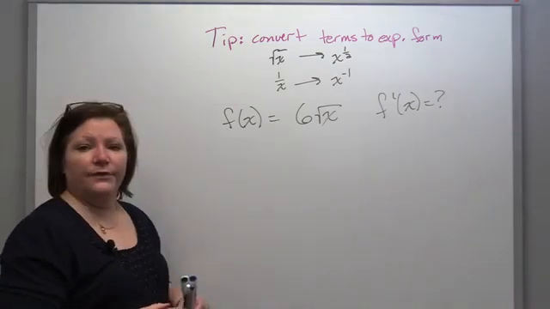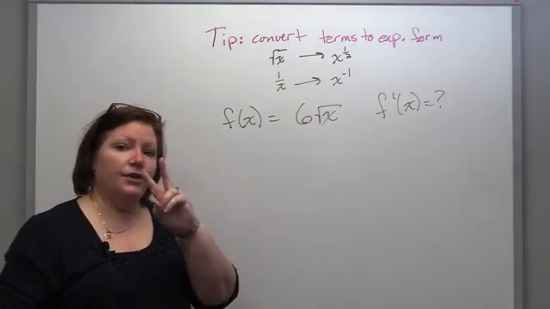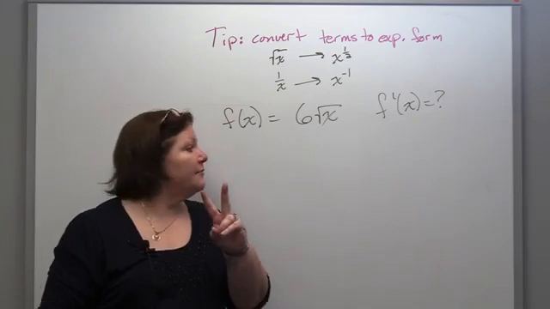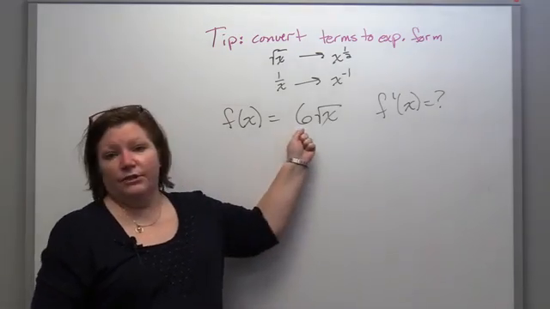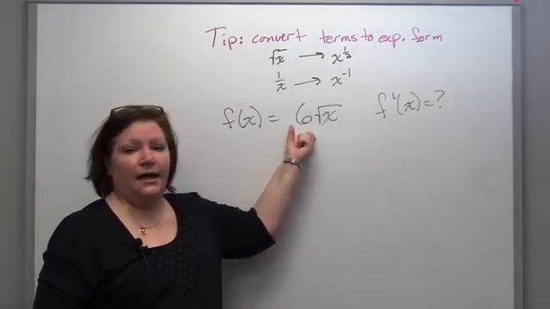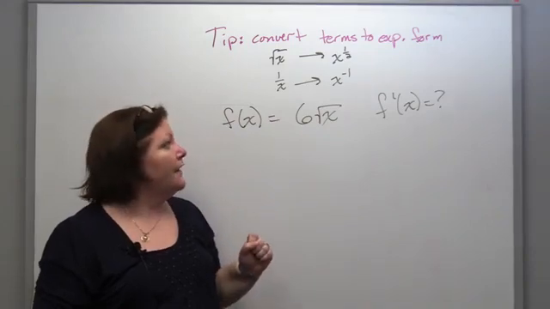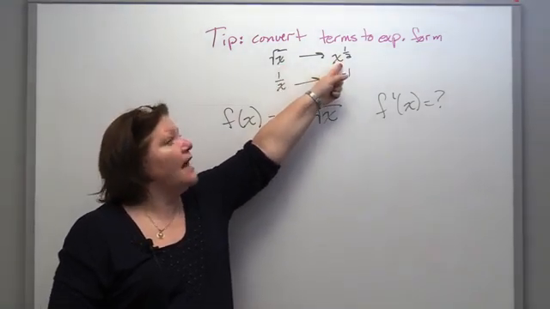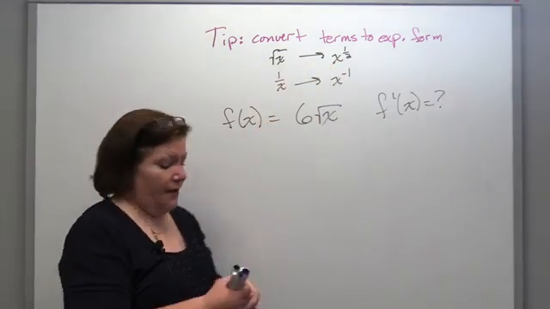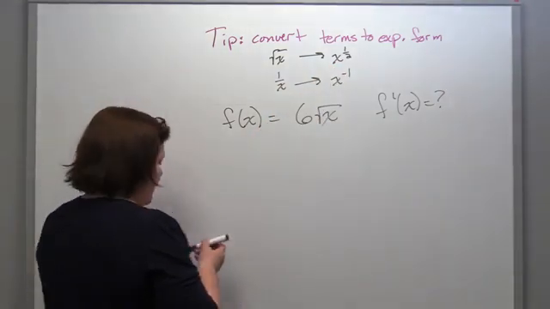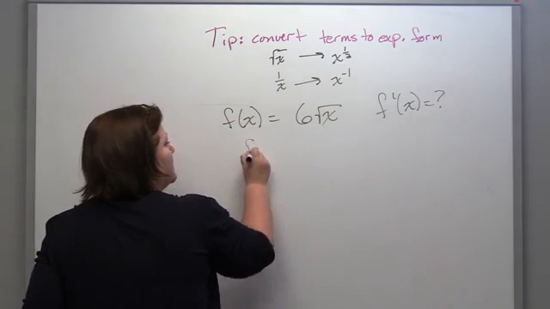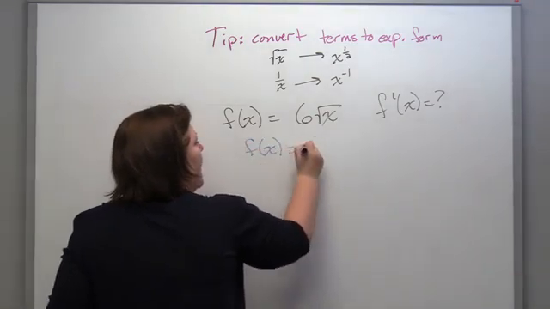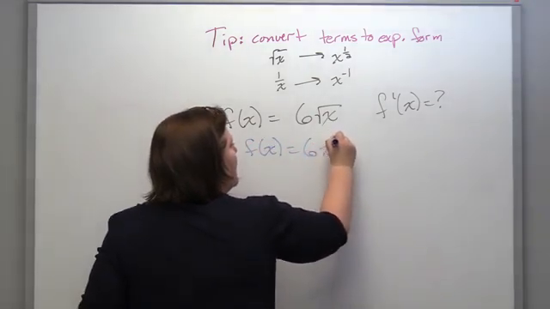So when we're confronted with this, we are going to use two rules that we talked about. One is the constant multiple rule, the fact that it's 6 times the square root of x. And then we're going to use the power rule. We're going to convert square root of x to that, and we're going to use the power rule on that. So when we do this, we need to rewrite f of x first as 6x to the 1/2.